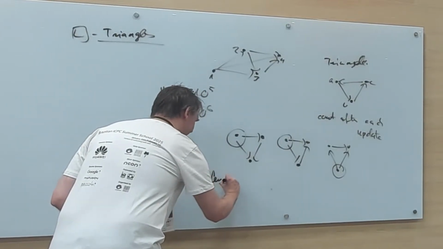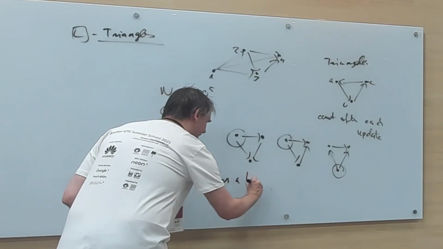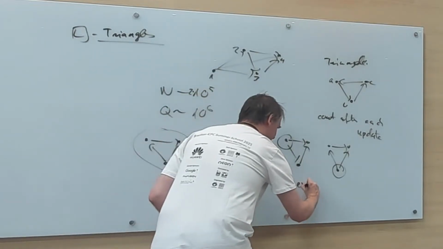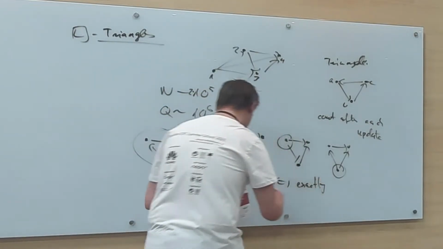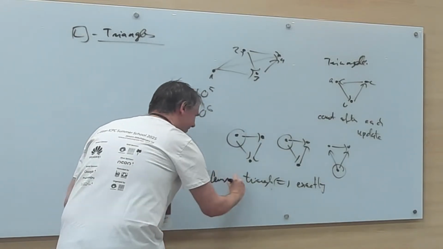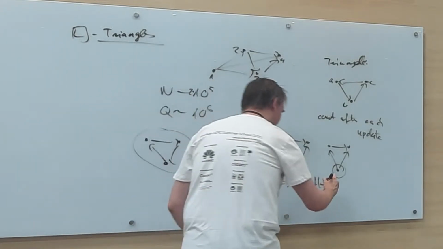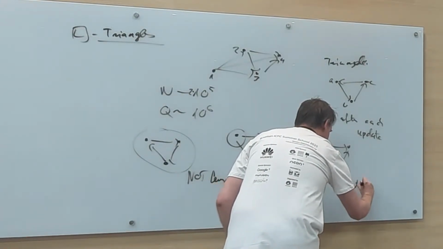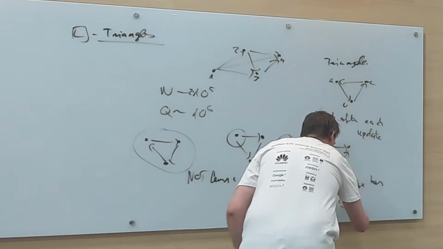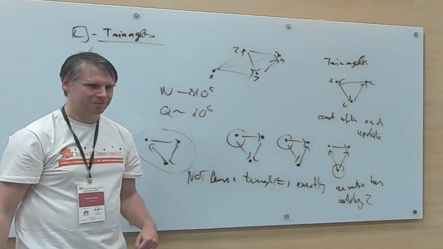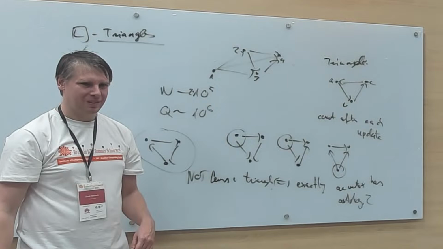So it turns out that 3 points do not form a triangle if and only if exactly one vertex has out degree 2.